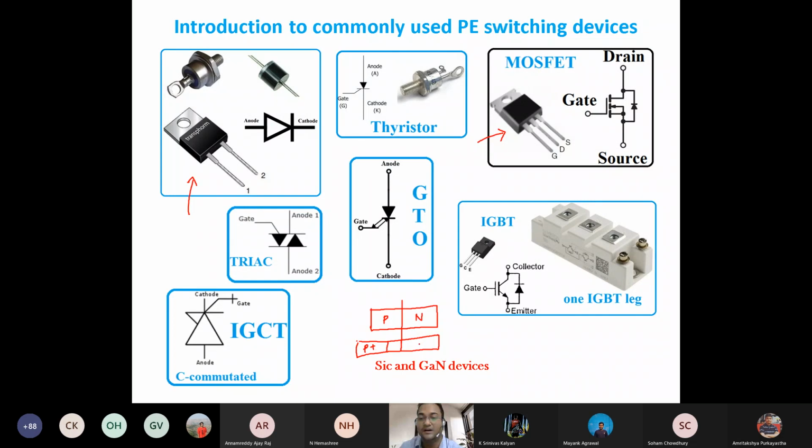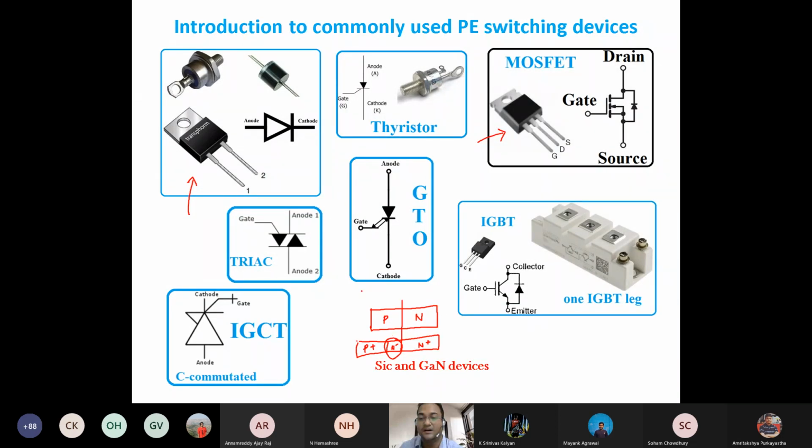So N plus and P plus indicate high density of impurity, right? You know, we have to add impurity and all. Let me not get into that. And N minus indicates lighter concentration, lighter doping. Okay. So please remember the diode you have studied in first or second year is not exactly the same diode that we are going to study in power electronics. There is one extra layer. That is why this diode, we'll call it a power diode.